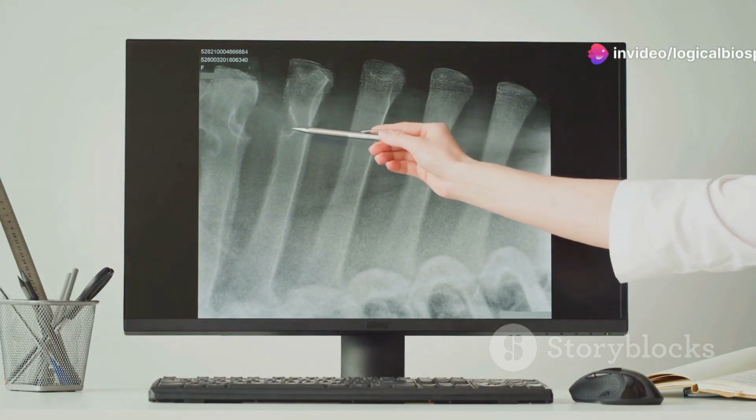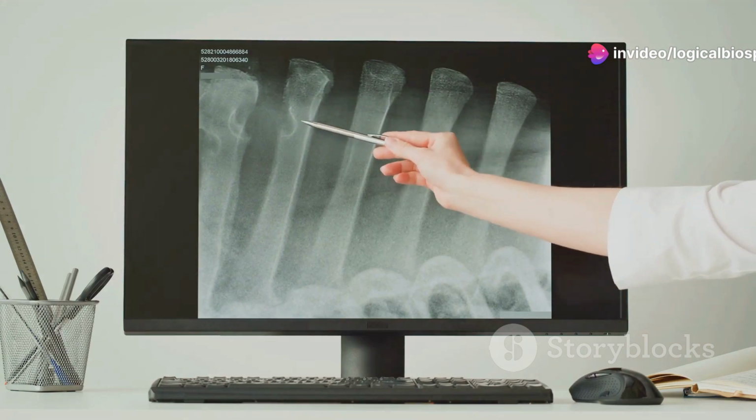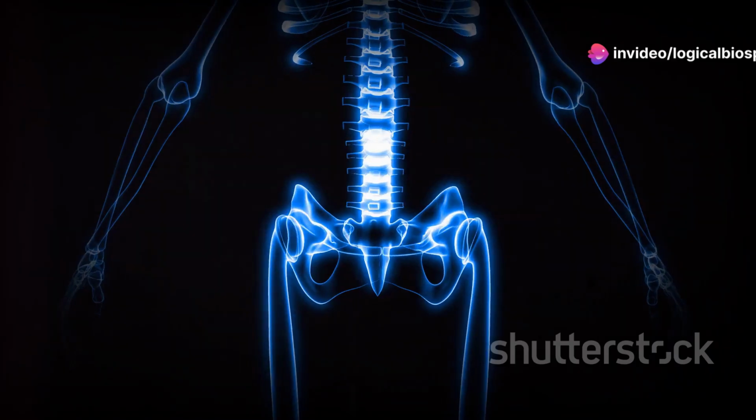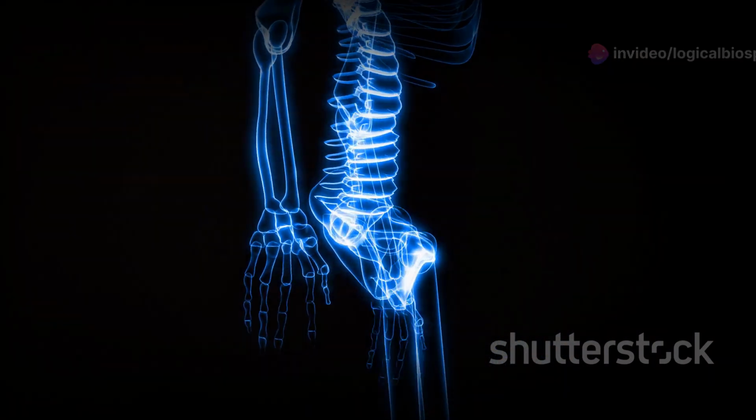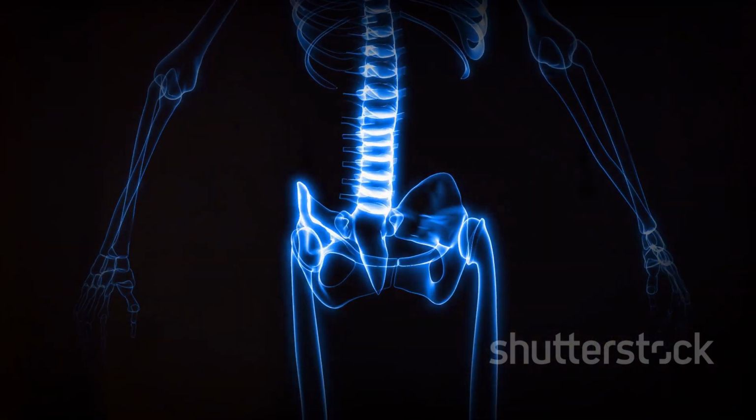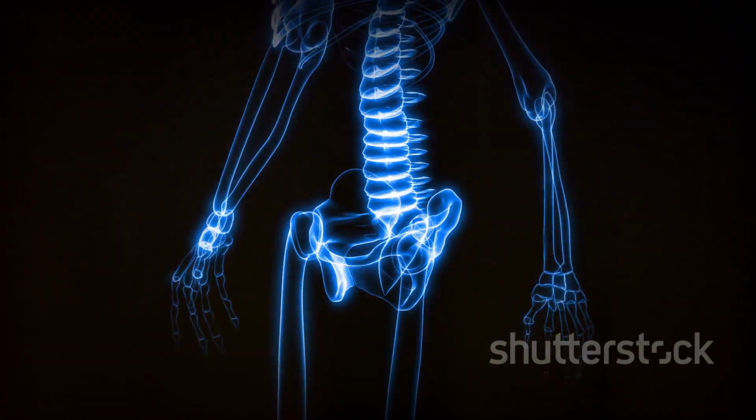Bone formation and growth. The process of bone formation is called ossification. Bone growth continues until the early 20s, when the growth plates close and the bones reach their final size.